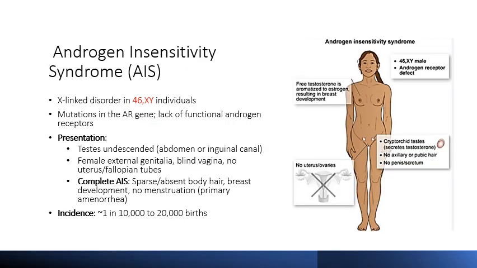Androgen insensitivity syndrome is an X-linked condition which affects 46 XY individuals who lack functional androgen receptors. Complete androgen insensitivity presents with female external genitalia and sparse body hair despite a 46XY complement. Diagnosis actually relies on androgen receptor gene sequencing and hormone testing to confirm androgen insensitivity.